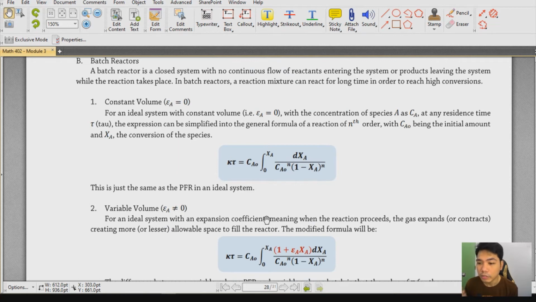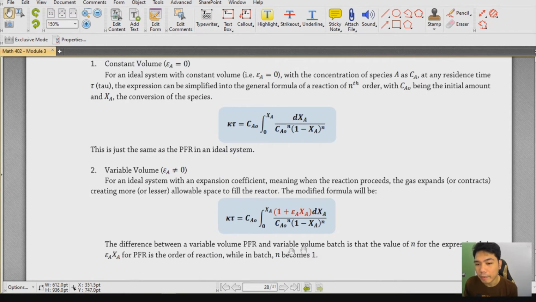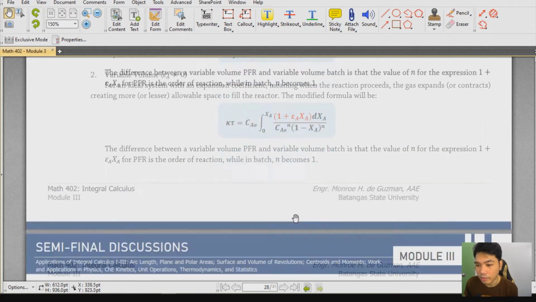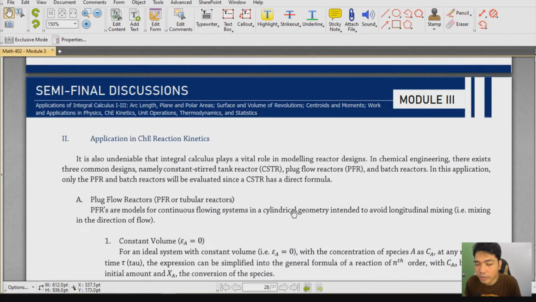So technically, the constant volume in batch and then the constant volume in PFR have the same equation. But for the variable volume, pinakaiba lang niya is wala siyang raised to N kasi yung N is technically 1. So parang pwede naman kayo maglagay ng N, but remember, N is equal to 1 kaya mawawala lang din siya. So that's it for our chemical reactors.